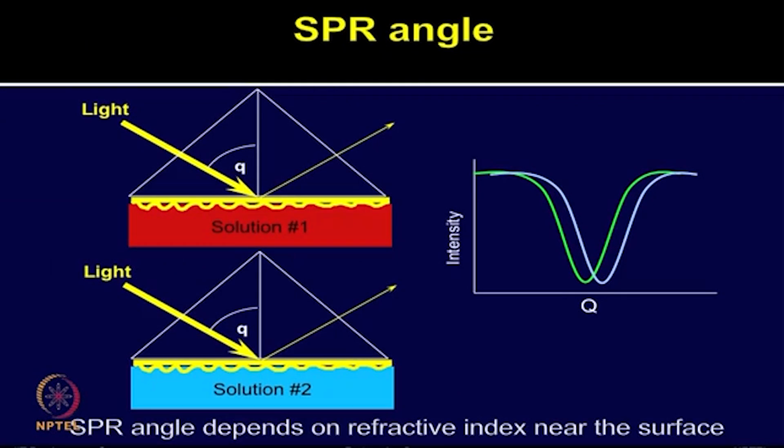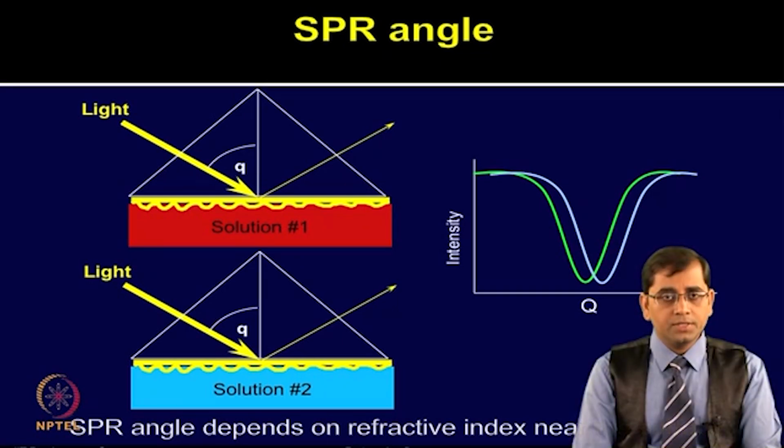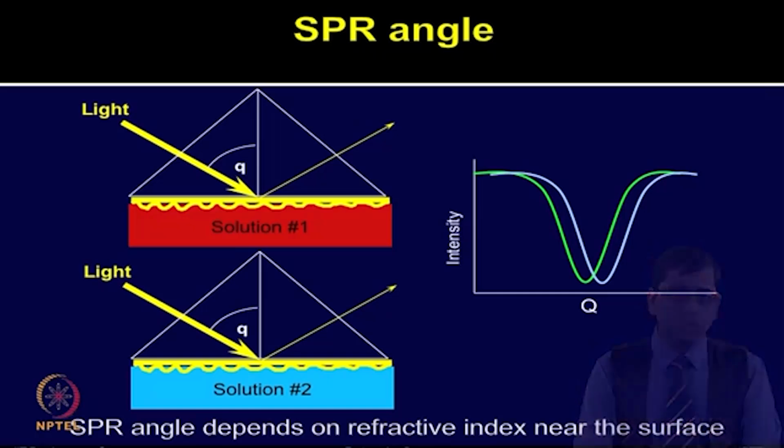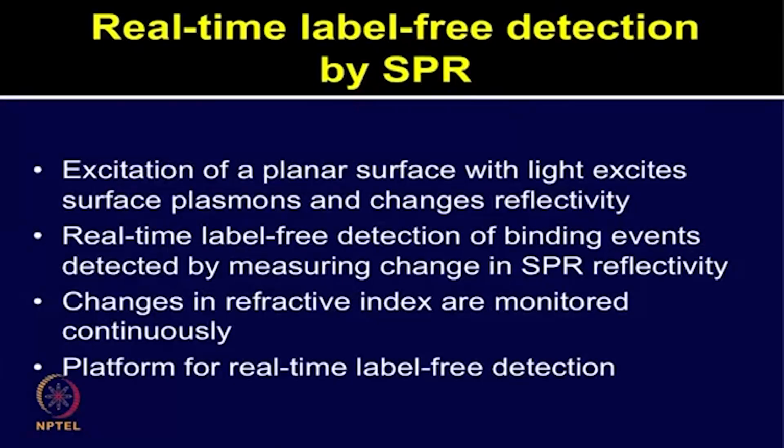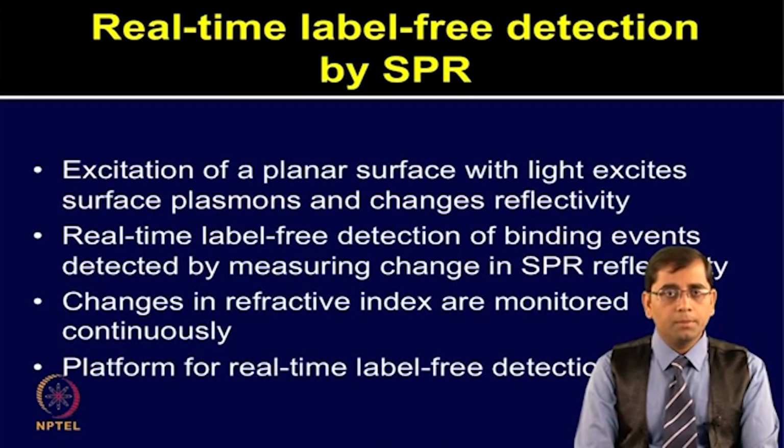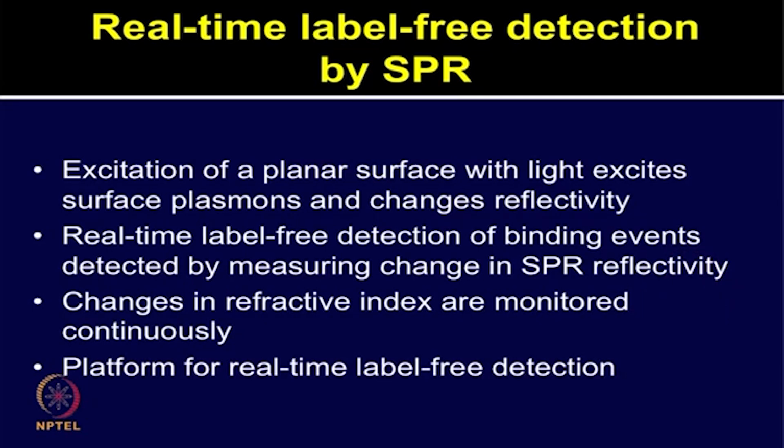Now, in this slide, let us look at the SPR angle and how it depends on the refractive index near the surface. The SPR angle is directly related to the amount of biomolecules binding on the gold surface. The real-time label-free detection of binding events can be achieved by measuring changes in SPR reflectivity. These changes in refractive index are continuously monitored to obtain the kinetic data in real time, making it a remarkable label-free detection technique.